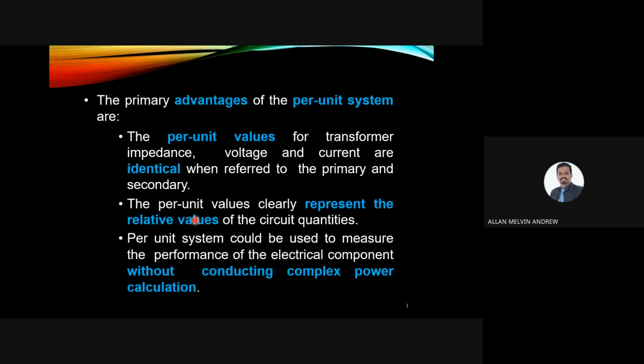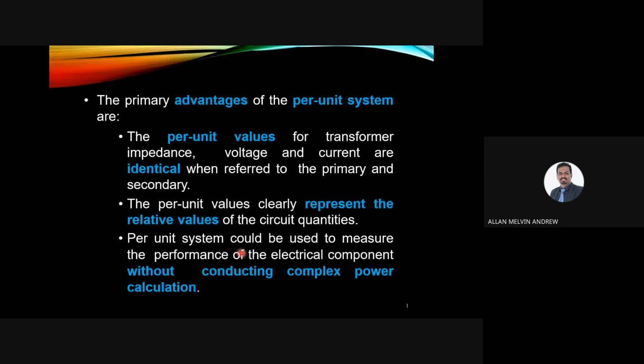Okay. So the per unit values clearly represent the relative value of the circuit quantities. So per unit value is not the actual value. We call it a relative value. Meaning you are representing the actual value with another value. So that is what we call a relative value. Usually a complex value is very hard to understand, but a per unit value is just a single number for you to understand. So when you see the relative value, you will know the magnitude of the actual value. So it will help to represent the relative value.